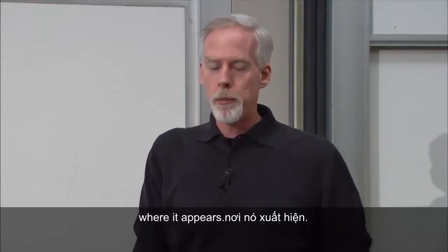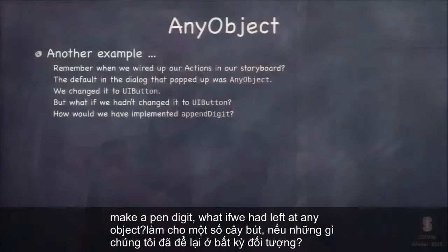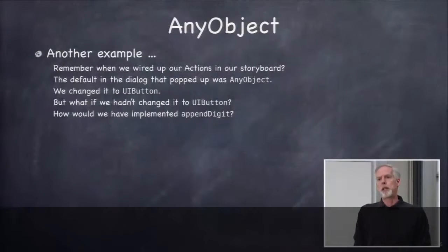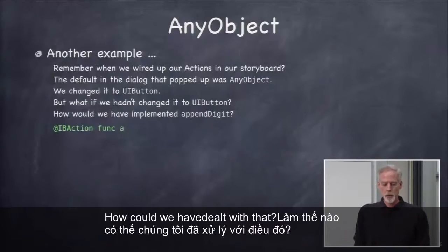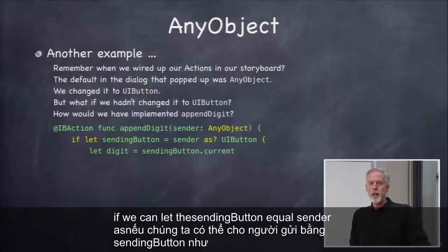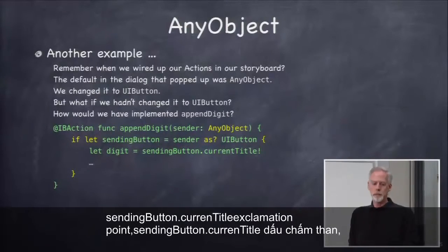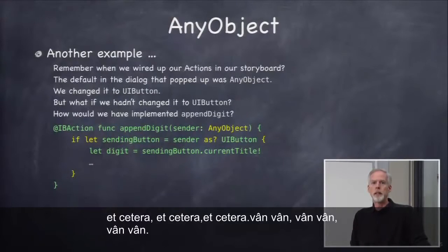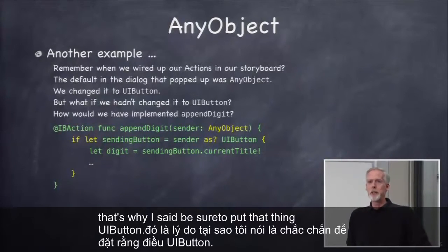Another example of AnyObject and where it appears. So if we hadn't changed it, when we control dragged to make appendDigit, what if we had left it AnyObject? Okay, so we had appendDigit sender: AnyObject. How could we have dealt with that? Well, we just would have said, if we can let the sendingButton equal sender as a UIButton, then do what we do. Let digit equal sendingButton.currentTitle!, et cetera, et cetera. Make sense? But we didn't want to put that extra if let, and I hadn't taught you about "as", so that's why I said be sure to put that thing UIButton. All right?